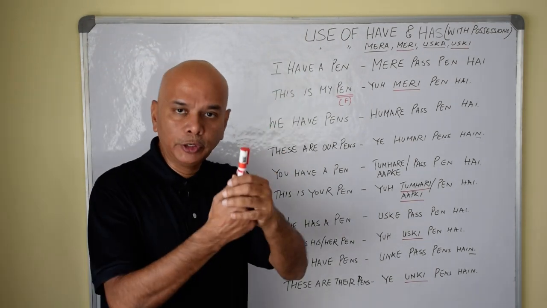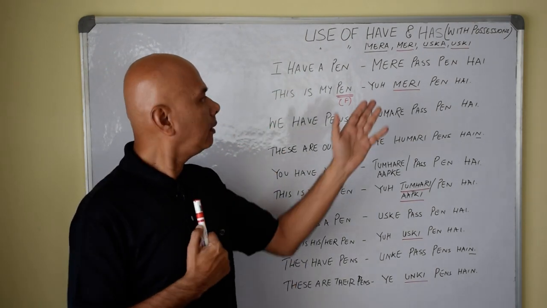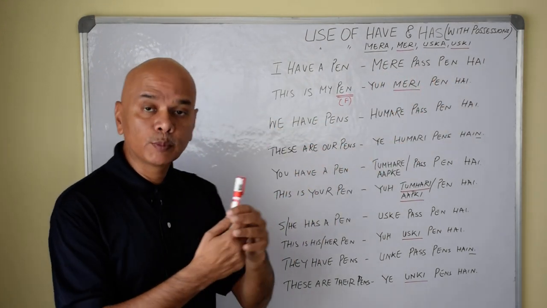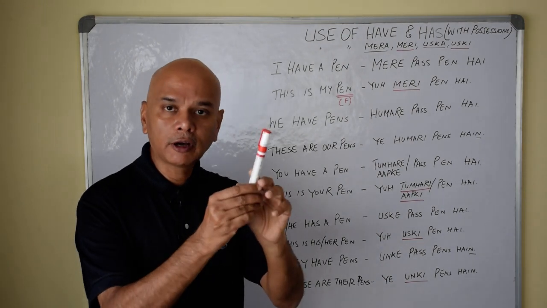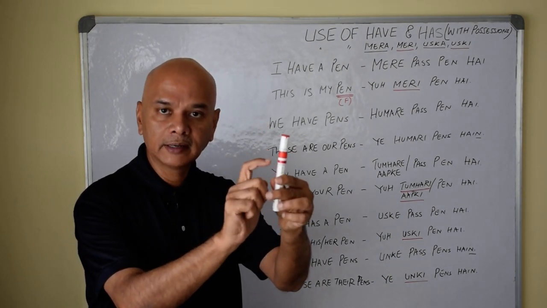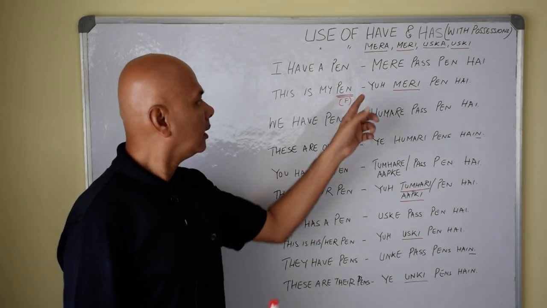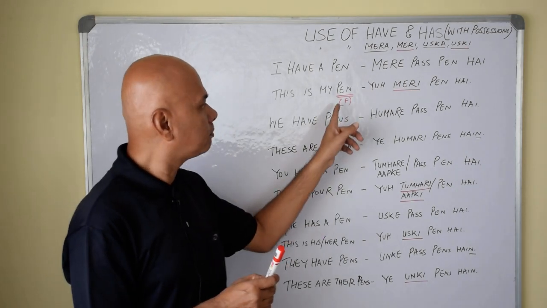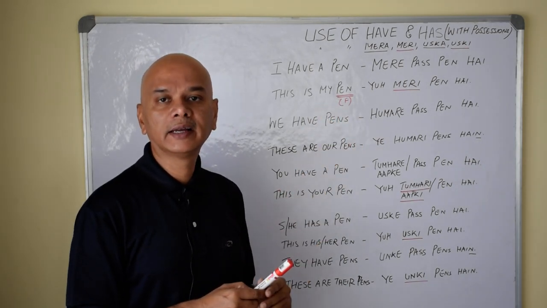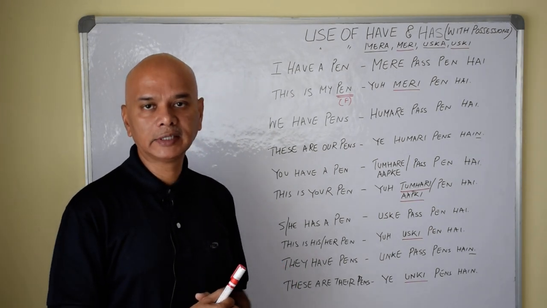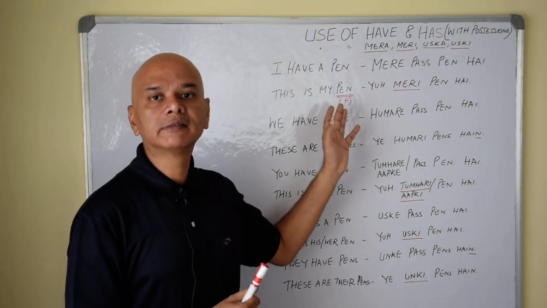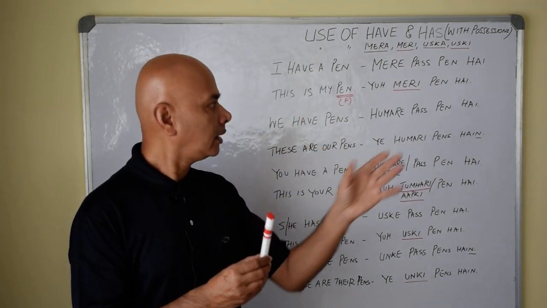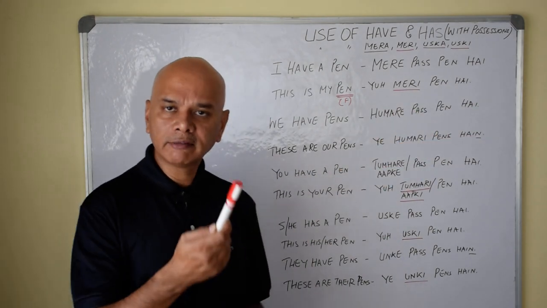I have a pen. So when you possess the pen, you will say mere paas pen hai. This is my pen. When you point to the object and say that this is the pen which belongs to me, yah meri pen hai. Why meri? Because pen is a feminine word. In Hindi, as in many Indian regional languages, the objects have genders. This is my pen. Pen is feminine. Yah meri pen hai.